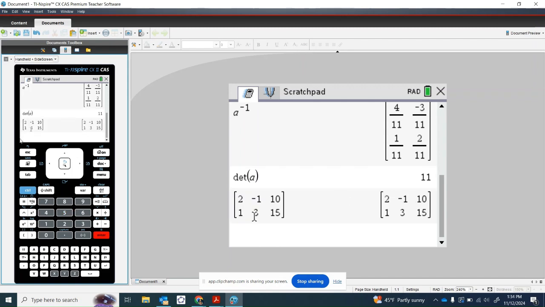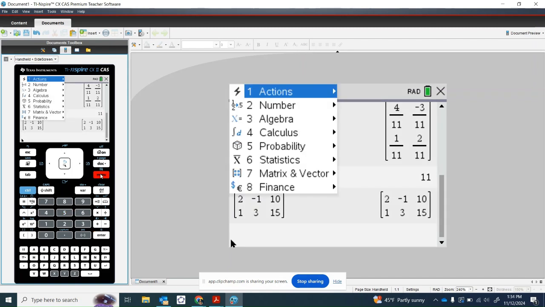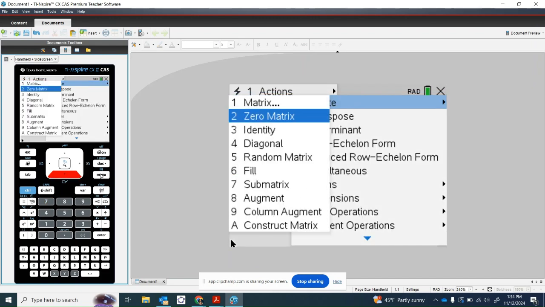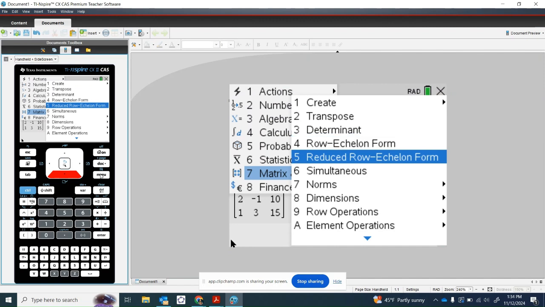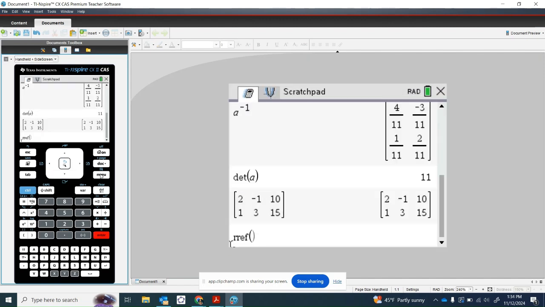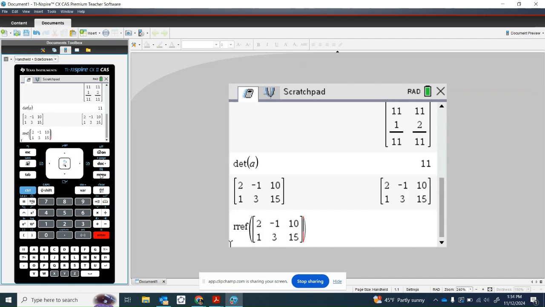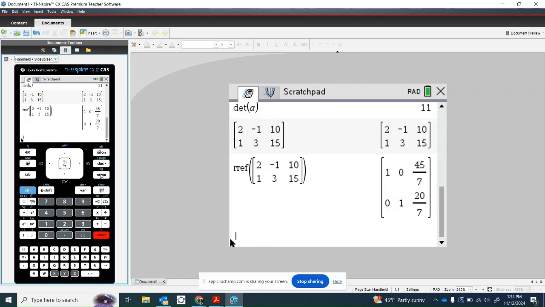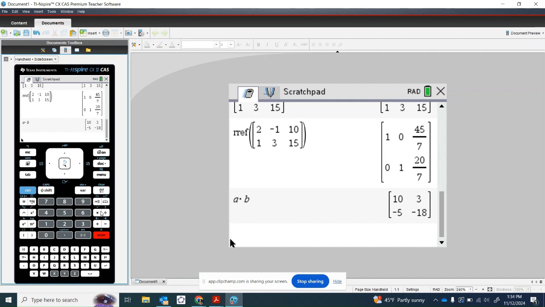Hit enter. And then I can reduce row echelon form this. Reduce row echelon form. And then if I want the previous matrix I did, I just arrow up, hit enter. It's going to type it in there and it's going to solve for me. So this system of equations will work when the first variable x equals 45 over 7, when y is 20 over 7. I can also do multiplication matrices. So if I wanted to do matrix A times matrix B, it'll do the matrix multiplication.